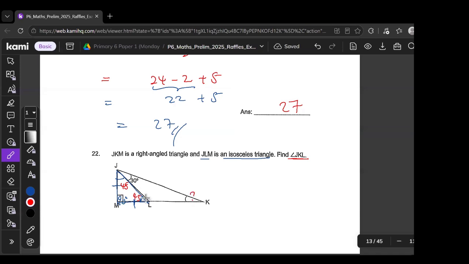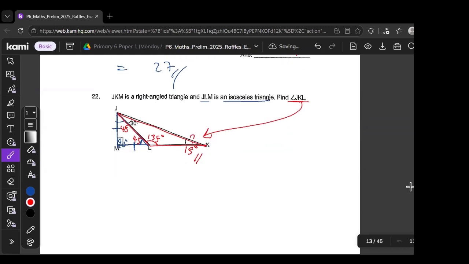Then can you find this angle? 180 minus 45, you get 135. Then there's a triangle. Every time you see triangle, that is 180. Minus 135 minus 30, you will get 15. So your answer is 15 degrees. Important thing, please put the question mark. Put the question mark on your picture before you start solving.